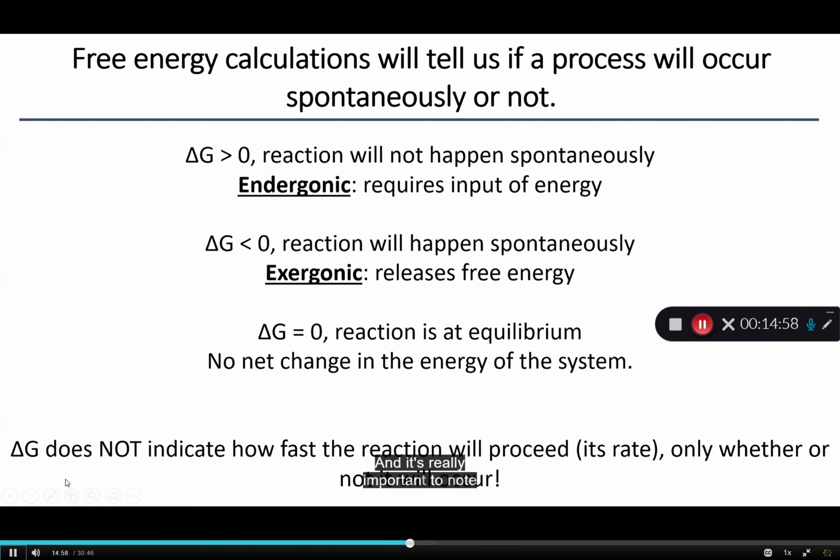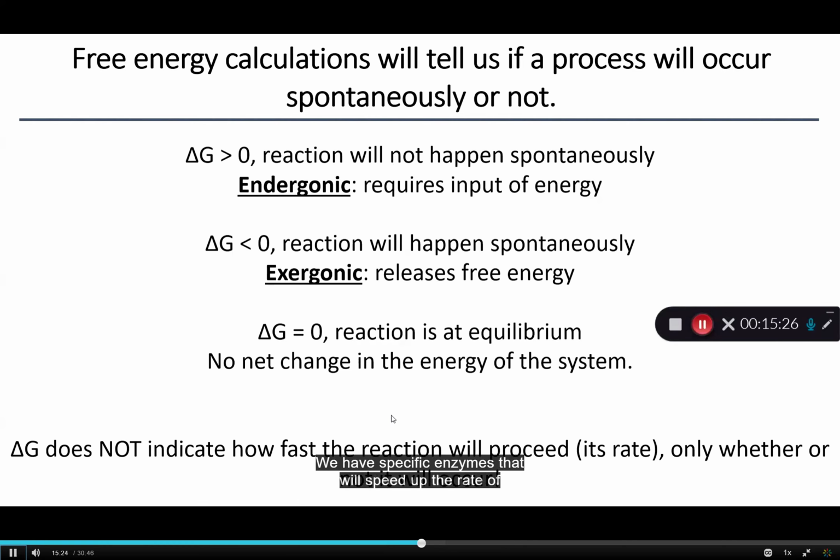And it's really important to note that delta G will not indicate how quickly a reaction will proceed or how fast it happens. It will only determine whether or not it can occur on its own. And so many different biochemical reactions in our bodies will proceed spontaneously, but would take so long to complete that we would essentially be dead before these reactions would be allowed to finish. And so that's what enzymes will do.